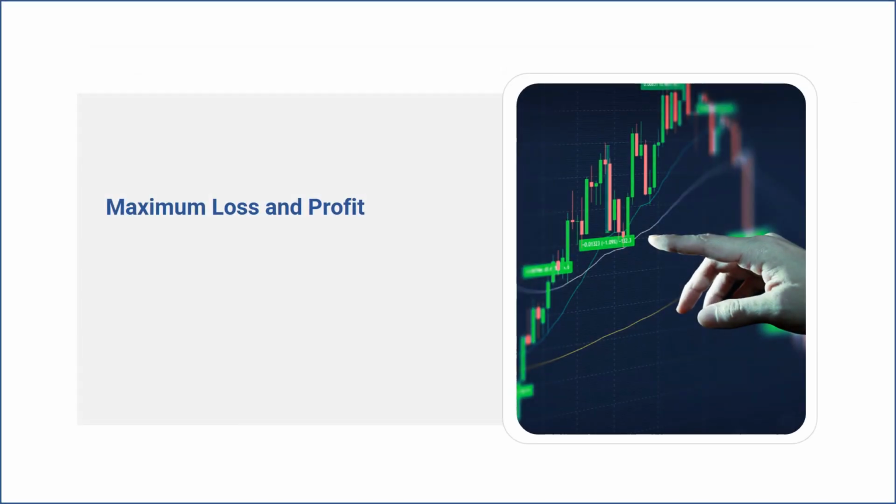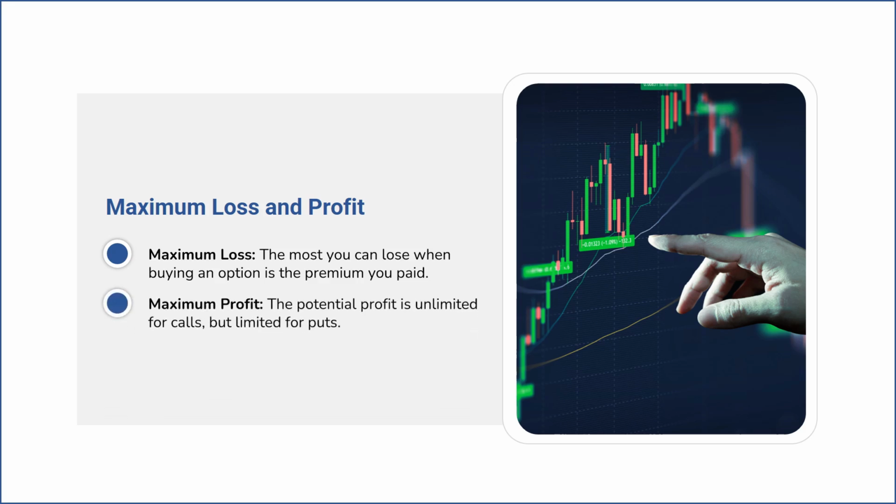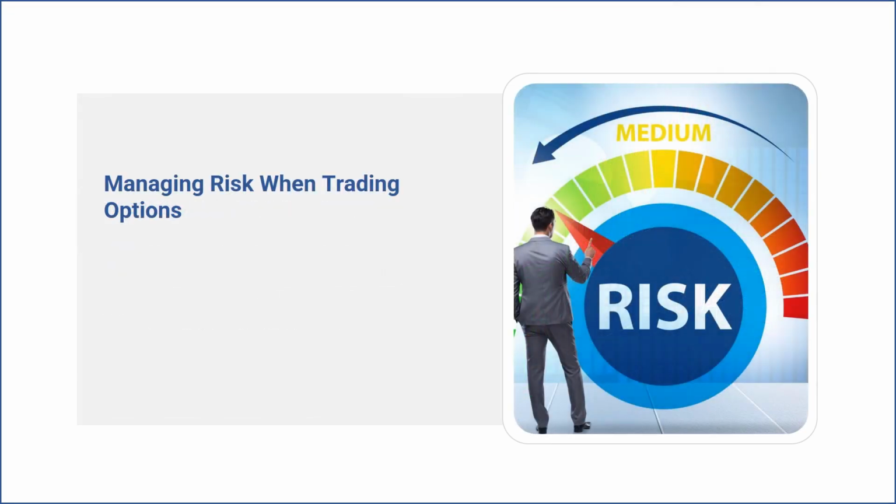So, maximum losses and profit. Maximum loss, the most you can lose when buying an option is the premium you pay. Maximum profit, the potential profit is unlimited for calls, but limited for puts. Managing risk when trading options.